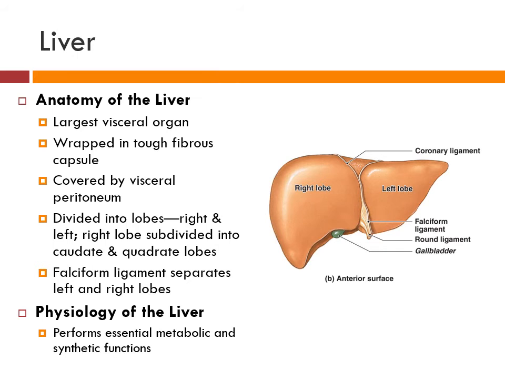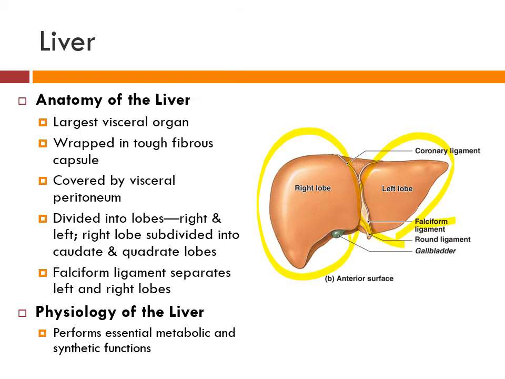The liver is our next accessory organ of digestion. It is the largest visceral organ. That's probably important to know. Anytime something is the largest, that's an easy question. It's wrapped in a tough fibrous capsule. It's covered with visceral peritoneum, and it's divided into lobes. We have the left lobe and the right lobe, and as you can see, the right lobe is considerably larger than the left lobe. You're looking at an anterior view right now.